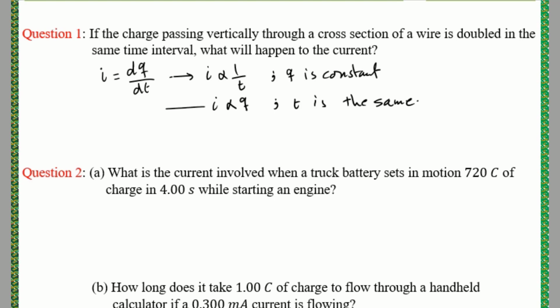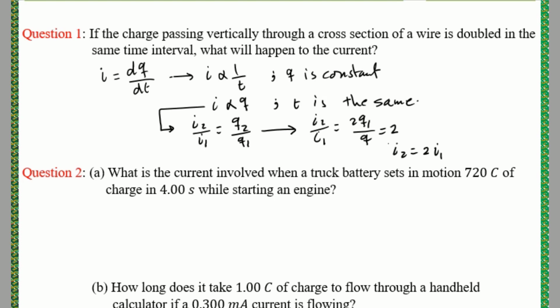Now we are interested in this one. So we can say that I2 over I1 equals Q2 over Q1. We double the charge, so I2 over I1 equals double Q1 over Q1, which is 2. Then the current is doubled, I2 equals double I1. So when we double the charge in the same time interval, the current would be doubled.